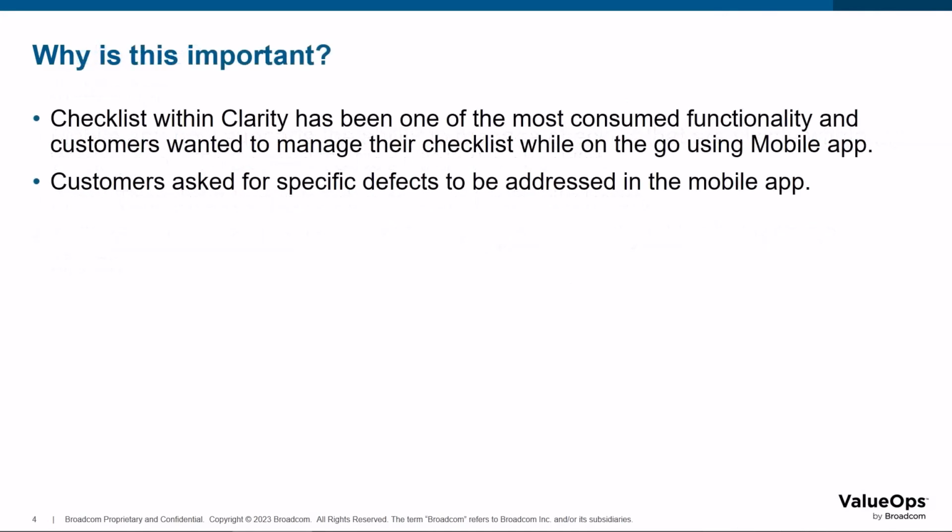The reason this is important is because checklist is one of the most frequently used functionality within Clarity, and customers had asked the ability to be able to use the same functionality while on the go using the Clarity mobile app. This version of the mobile app now gives that capability to our customers. In addition, there were certain defects that customers had open and they wanted us to address, which we have done as part of this mobile app release.